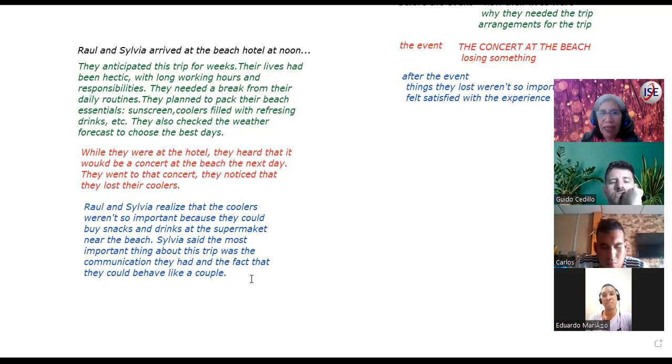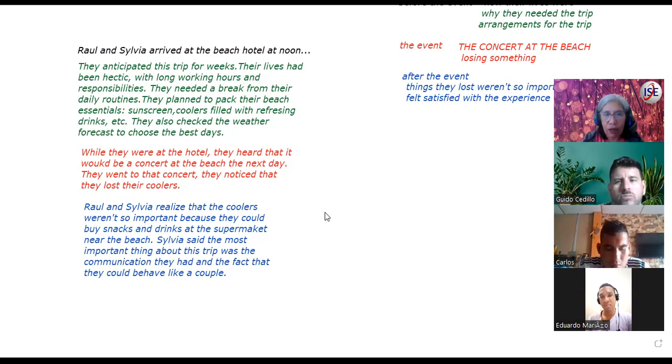Okay, this is the idea of writing a story. Be careful to follow all the steps needed, such as talking about the previous event, the previous facts, or describing the previous situation, then the event, and finally what they did after, or what the main characters did after.